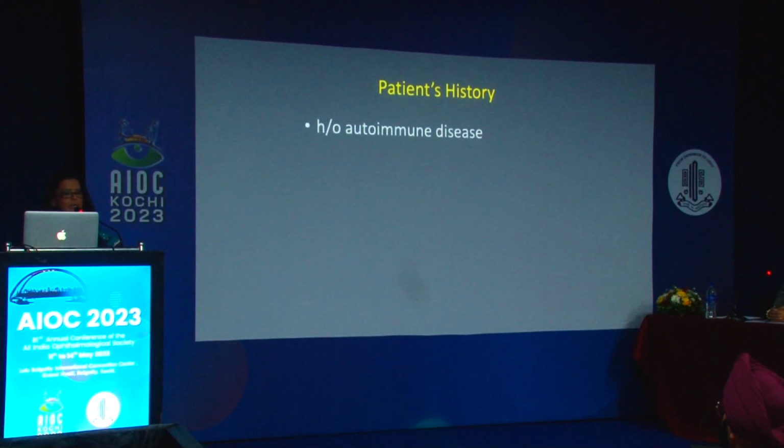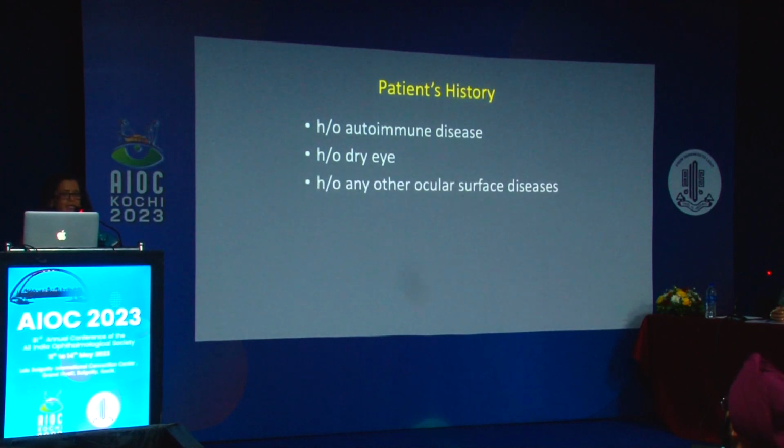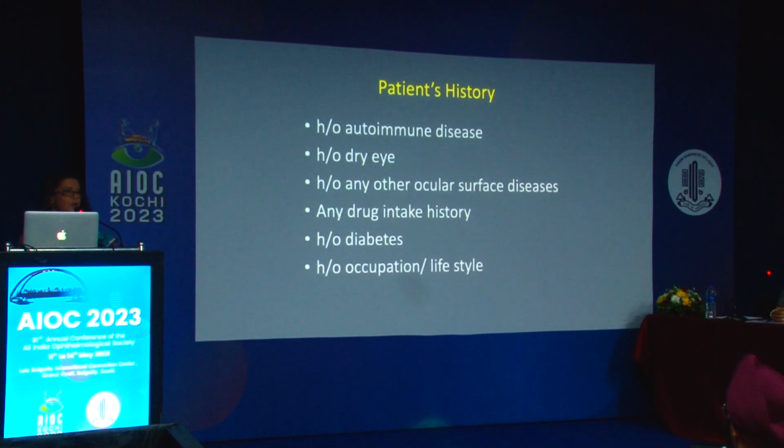So what all do you ask a patient for? You have to ask for a history of any chronic dry eye, especially autoimmune disorders which may be associated with ocular surface disease and impact the outcomes, and any drug intake, especially if patients are on any kind of psychiatric drugs, because these presbyopic IOLs have a time to adapt. So you should be aware of that. History of diabetes, and of course, occupation, lifestyle.